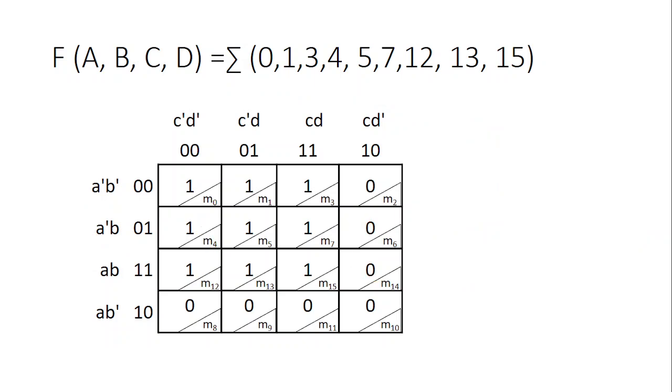Now grouping has to be done only for ones, not with the 0. You don't touch the zeros here, you just touch the 1. Don't group zeros. Okay, so it's not required. Also, unnecessarily don't form the group.